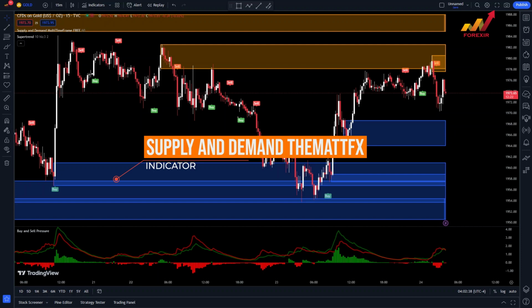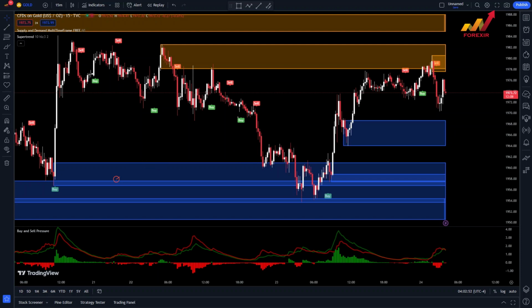The indicator plots supply and demand zones on the chart, which are identified by analyzing the price action and volume. Supply zones are areas where there is a surplus of sellers, causing the price to drop, while demand zones are areas where there is a surplus of buyers, causing the price to rise.